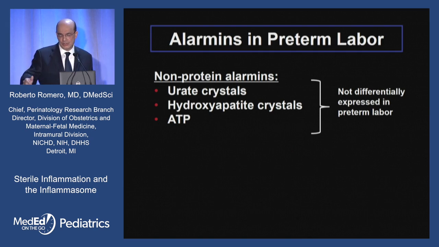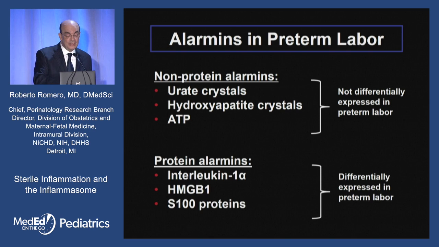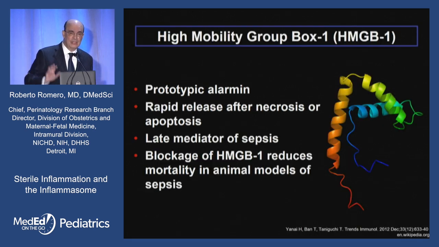So in looking at patients with premature labor and sterile inflammation, we looked for the usual suspects, and these are urate crystals, hydroxyapatite crystals, ATP, and a bunch of other things, and all our studies were negative. So we could not attribute premature labor with sterile inflammation to these non-proteinaceous alarmins. But we did find that interleukin-1 alpha and these other alarmins were increased in patients with premature labor and sterile inflammation.